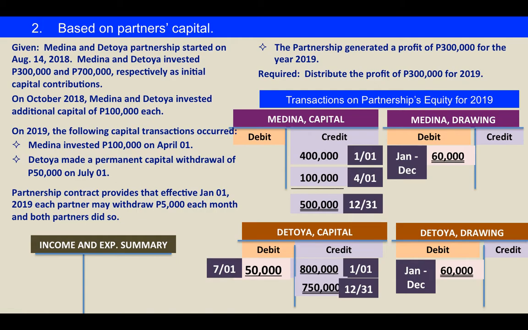The profit will be reflected in the income and expense summary. Okay, after doing the closing, there will be a balance of 300,000 as credit in the income and expense summary because it is a profit. So the requirement is to distribute the profit of 300,000 for 2019. Okay, so this is what we have. Take note of this because we will be needing this information in the succeeding slides.